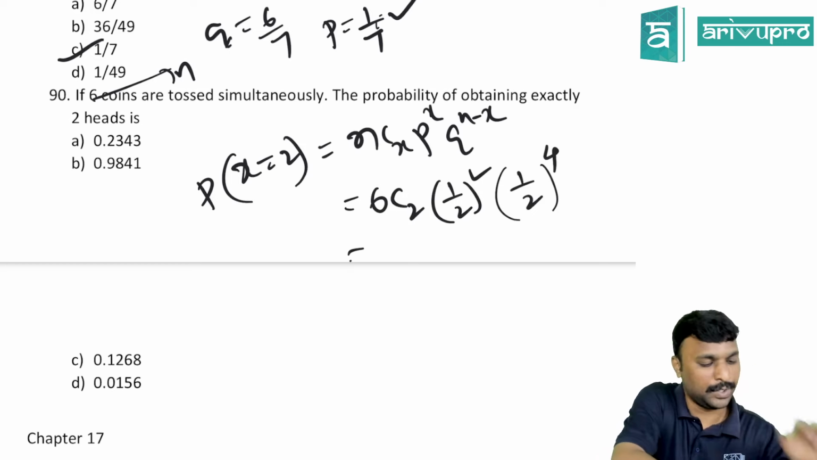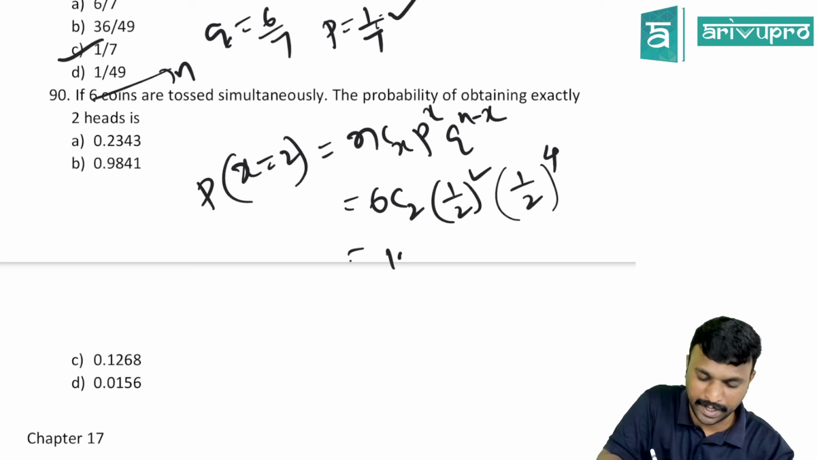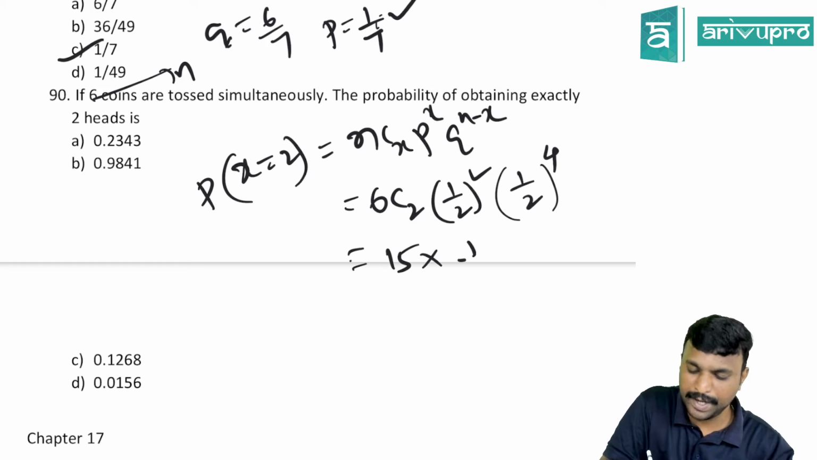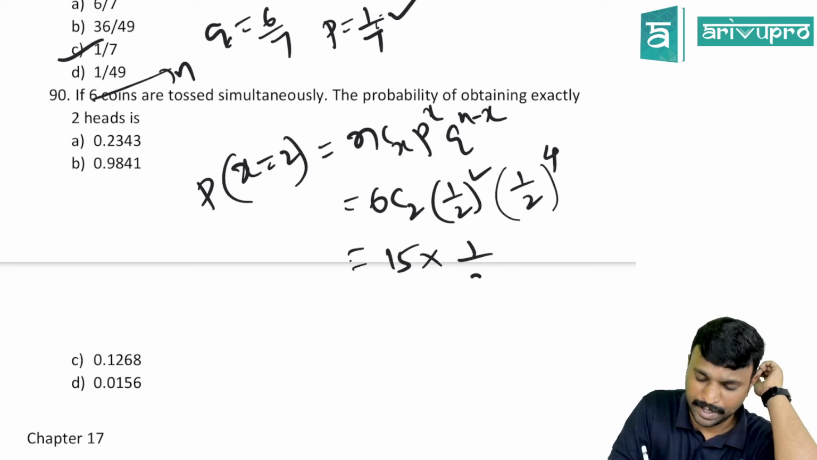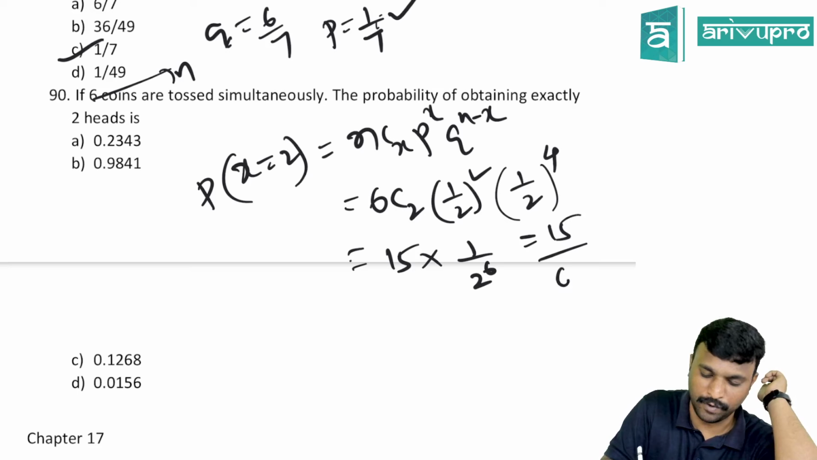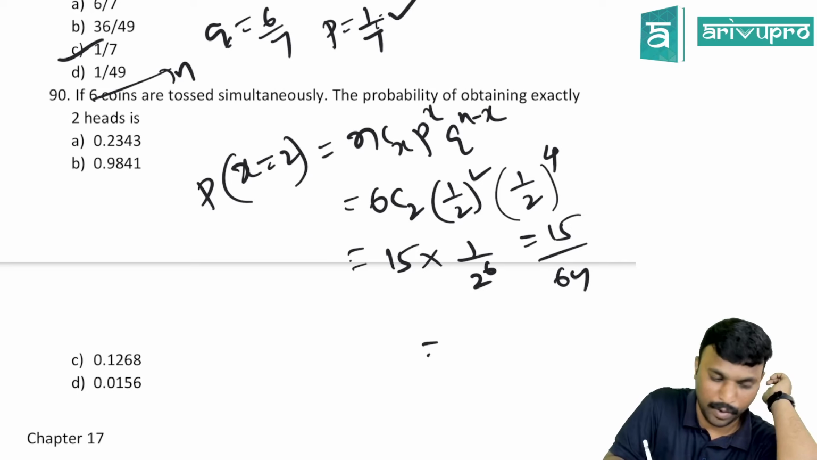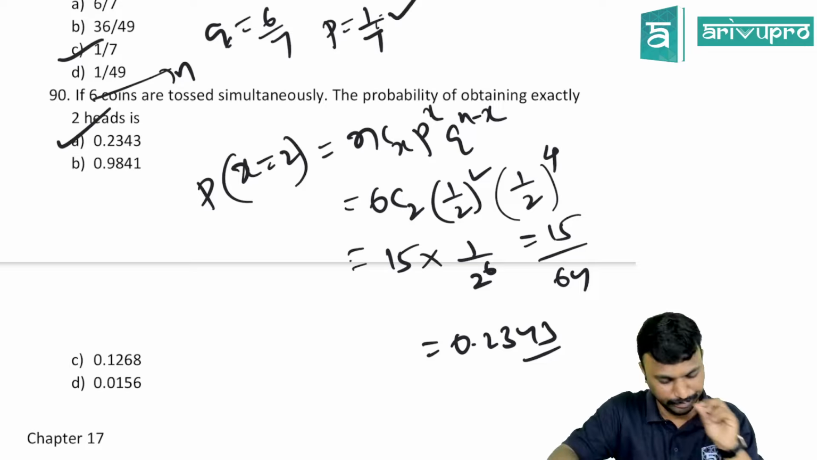Guys, what is 6C2? 6 into 5 divided by 2 factorial, which is 2, which is 15. And what about this? 1 by 2 whole power 6. Nothing but 1 by 2 power 6. So 15 by 2 power 6, which is 64. What is 15 by 64, guys? 15 divided by 64. The answer is 0.2343. Option A is the right answer.